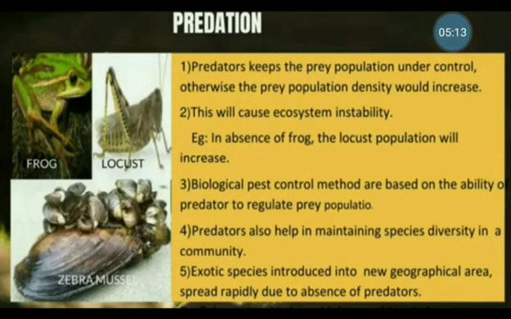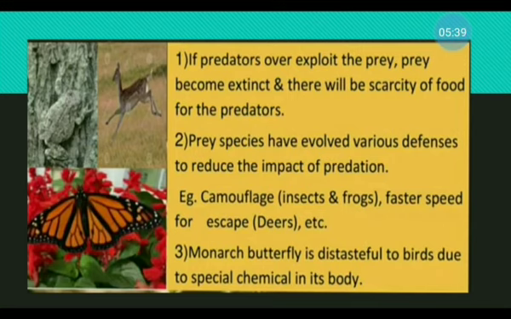Biological pest control methods are based on the ability of predators to regulate prey populations. Predators also help in maintaining species diversity in a community. Exotic species introduced into a new geographical area spread rapidly due to absence of predators. If predators overexploit the prey, prey become extinct and there will be scarcity of food for the predators.